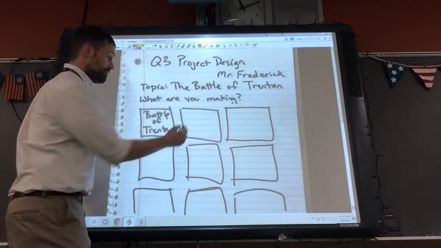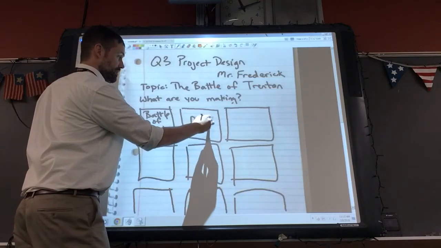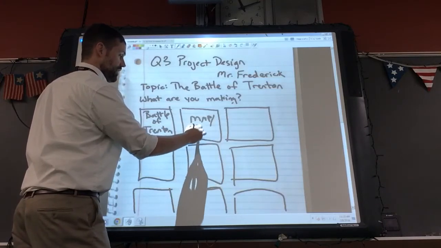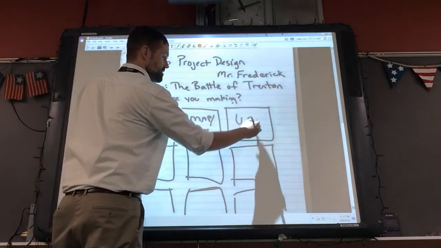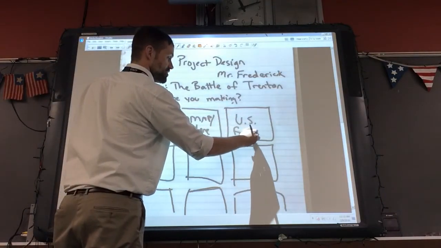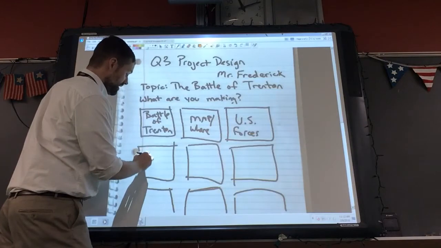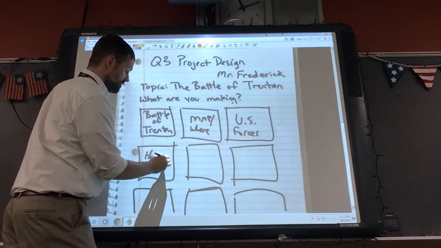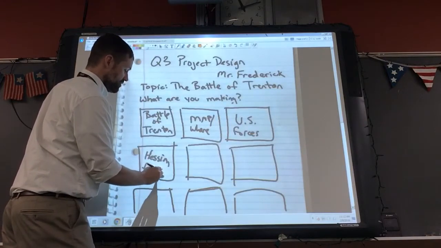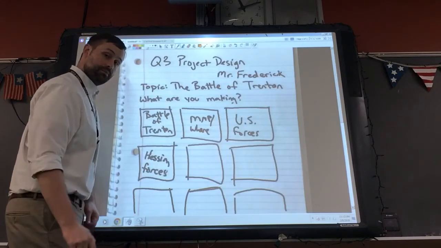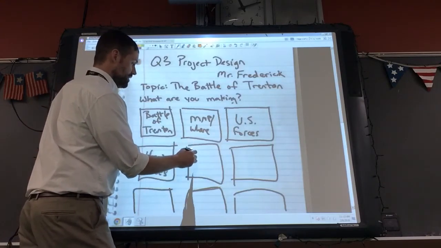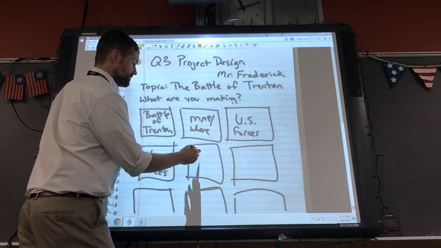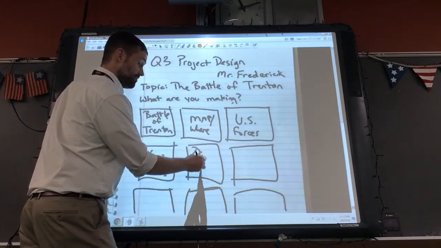And then I may include a map of where it happened, U.S. forces, who's in charge, how many there are, Hessian forces, again, who's in charge, and how many there are of those. May want a diagram of the battle.